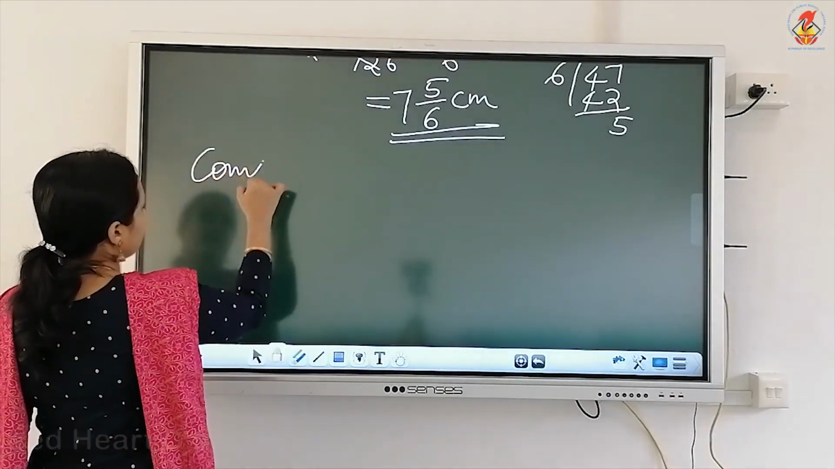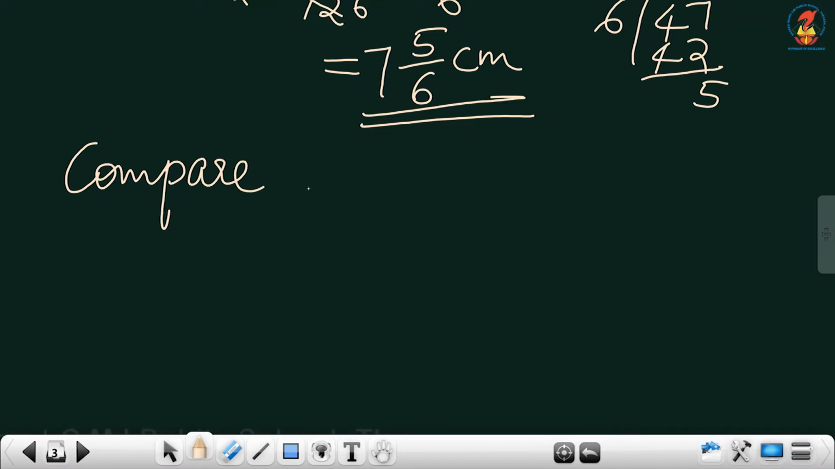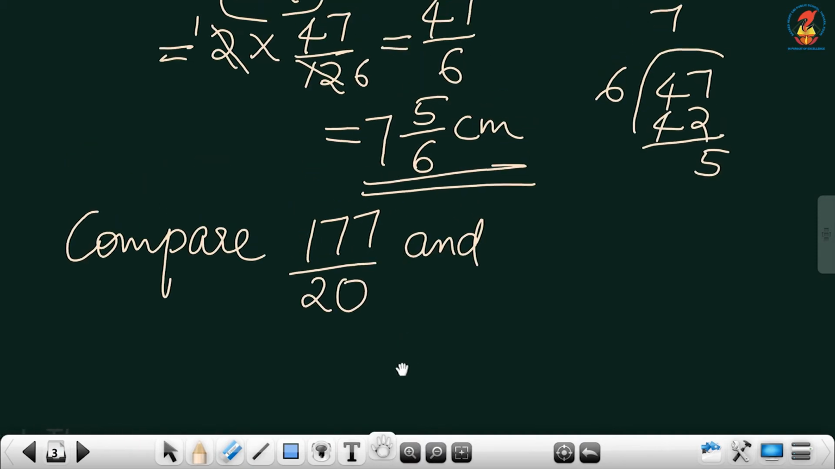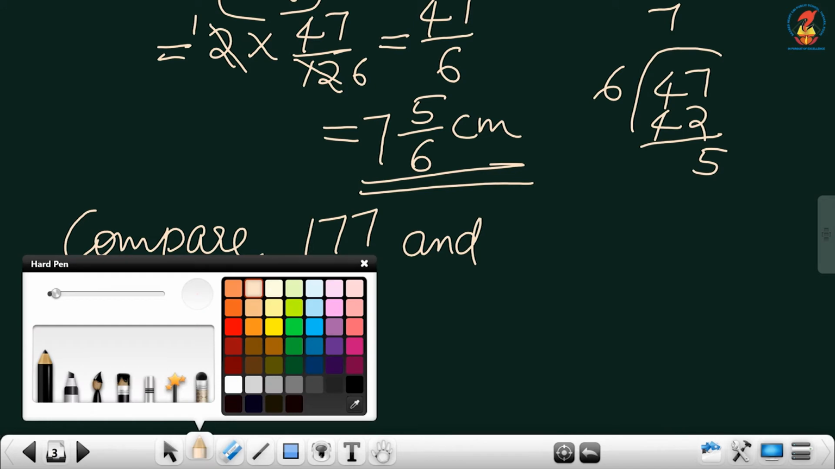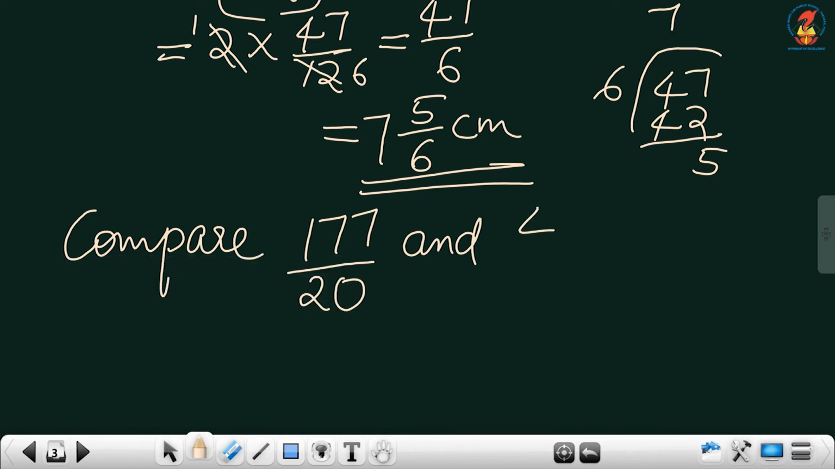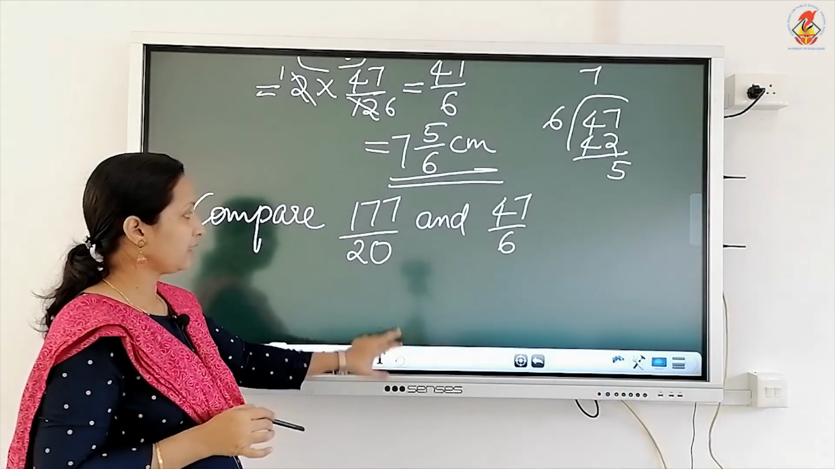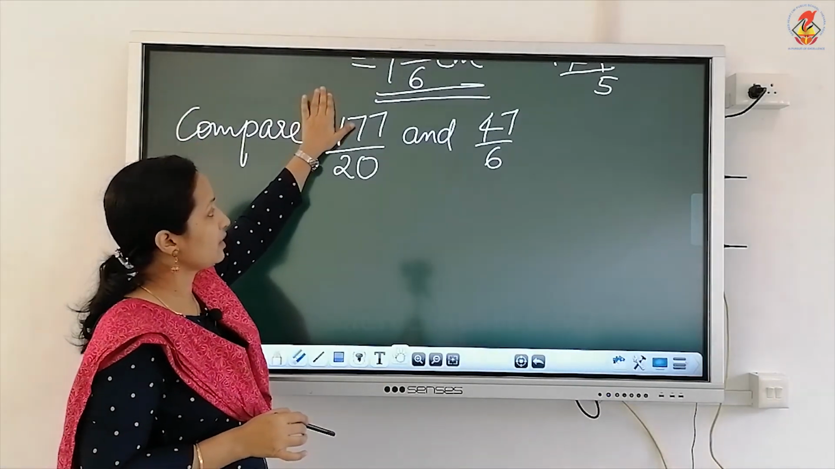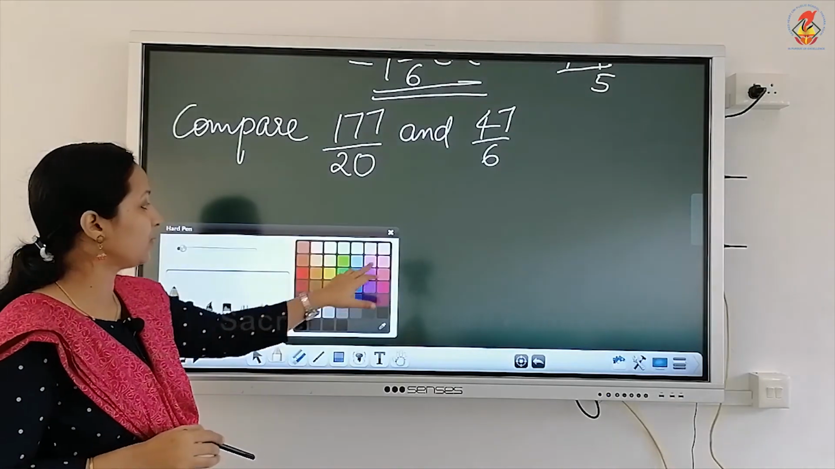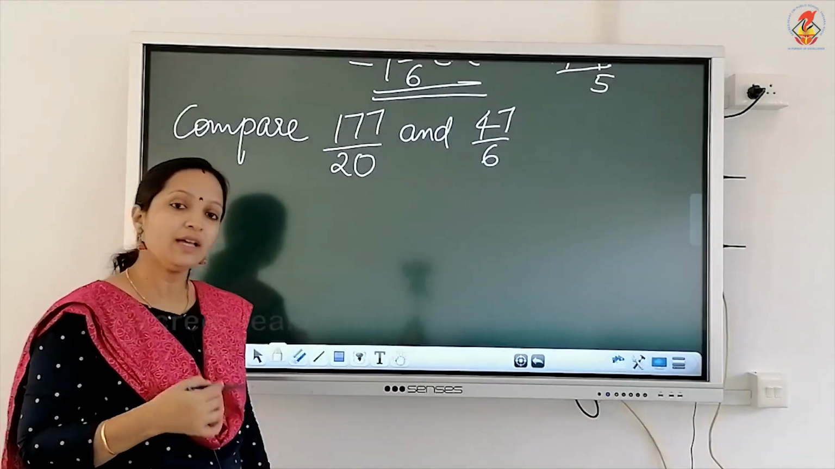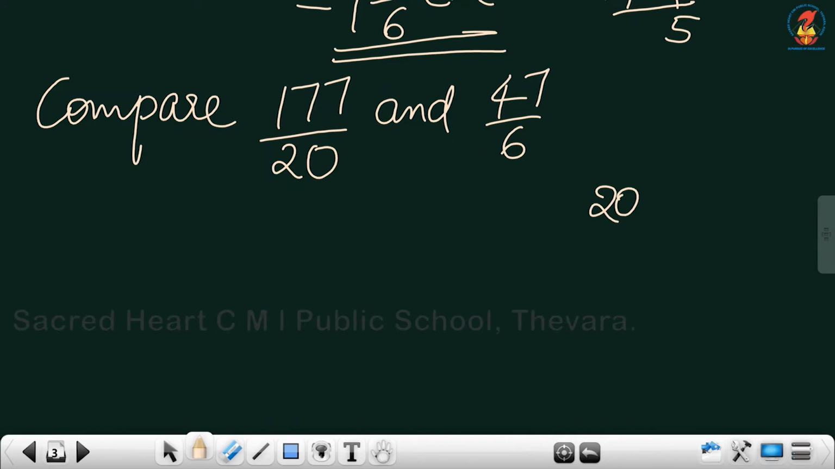So compare. What is the perimeter of the triangle we got? 177 by 20. And what is the perimeter of the rectangle? 47 by 6. We have to compare these two answers, is it? Then only we can say whose perimeter is greater. Here the same thing, denominators are different. If the denominators are different, what do you have to do? You have to find the LCM. So do the LCM of 20 and 6.